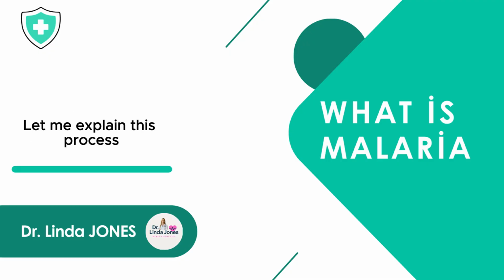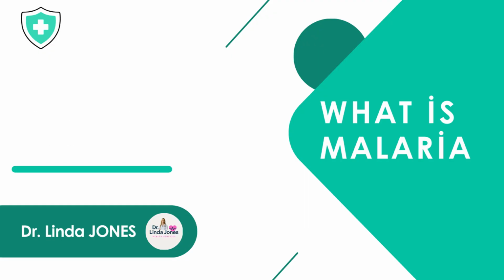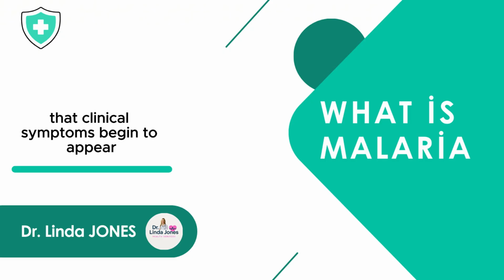Let me explain this process. When the mosquito feeds on blood, it releases sporozoite-form parasites into the bloodstream. These sporozoites quickly reach the liver, where they begin to multiply. After completing the liver stage, the parasites enter the bloodstream and infect red blood cells. It is at this point that clinical symptoms begin to appear.